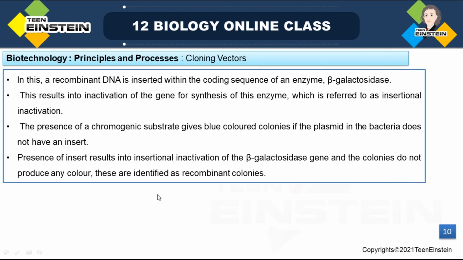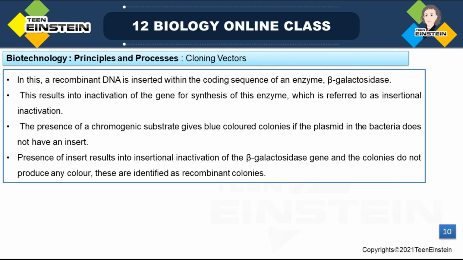So the blue colored ones are the non-recombinants, and those without any color are called the recombinant colonies. That's why with the help of color we can make out the recombinants and non-recombinants. This is an alternative method which is used. When the antibiotic resistant genes are losing the power to select, or insertional inactivation is happening, in that case we can find out the recombinants and non-recombinants in this way.